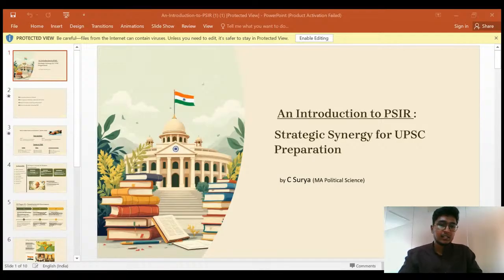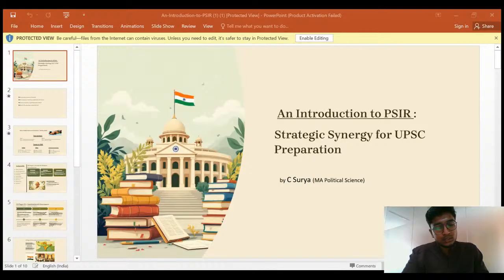So, what are the advantages in choosing PSIR? If you see the syllabus of PSIR, it has part A and part B. The syllabus is divided into part A and part B. In that part A and part B, there are two sections. Each part has two sections. So totally there are 4 sections.